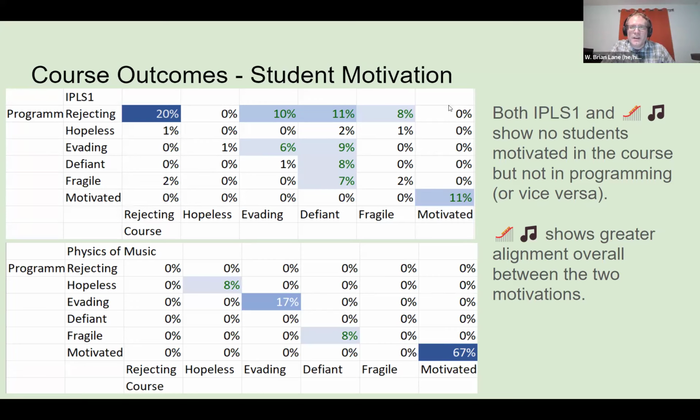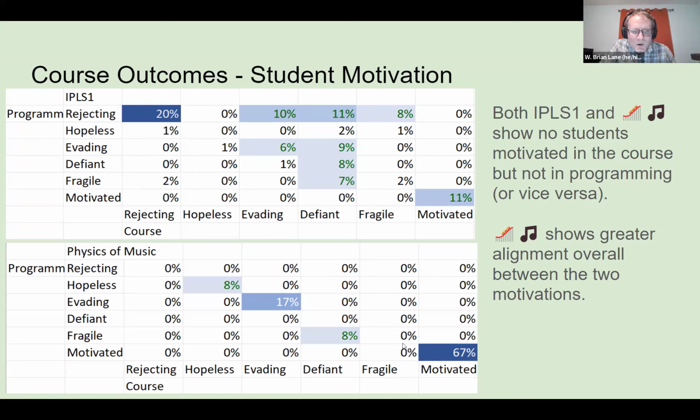So if you look at the column here at the end and the row here at the bottom, everybody who's motivated in programming is motivated in the course. Same thing here for physics and music. What I do notice in IPLS that's interesting is that the motivations are a lot more scattered, right? Like there's a lot of different combinations. So a student might be rejecting the programming, but evading in the course. They might be defiant in the course, but fragile in programming. Their attitudes are kind of all over the place.